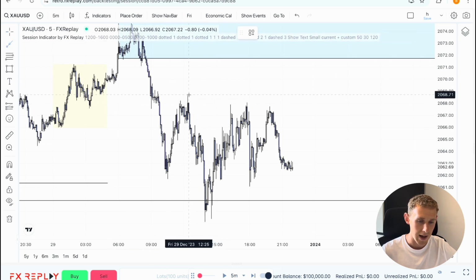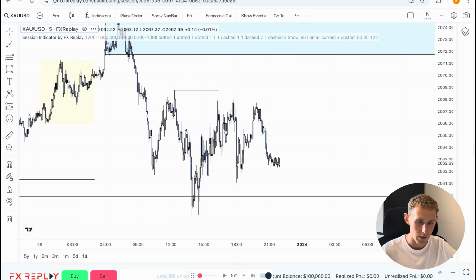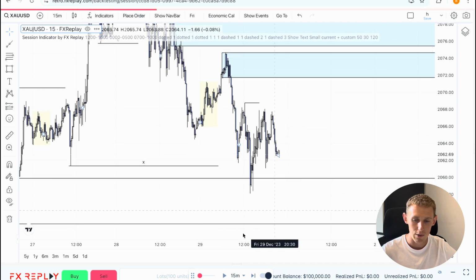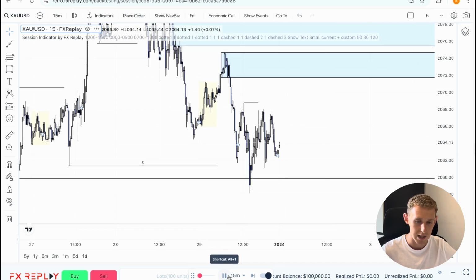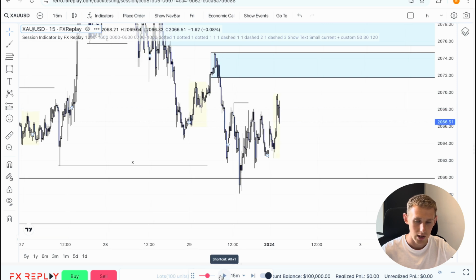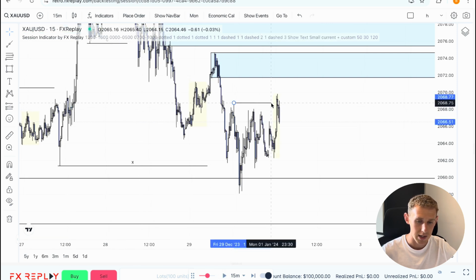Currently, in order to get that, I would need to see price break above this high. You can see you've got 1, 2, 3 highs right here. So I think it's very likely at some point you see those highs get taken out. Until that happens though, we don't have an entry. Okay, there we go. So price has now given us our M5 change of character.